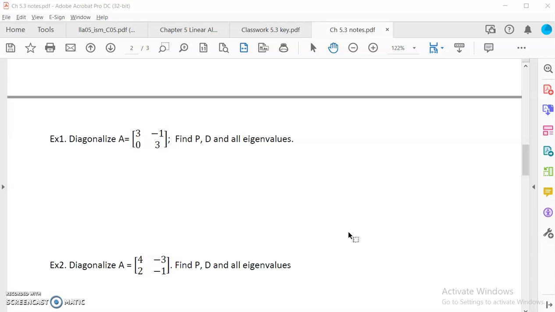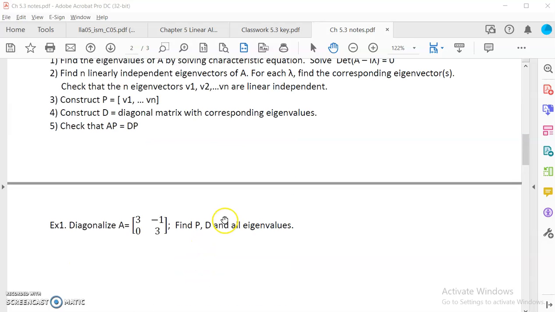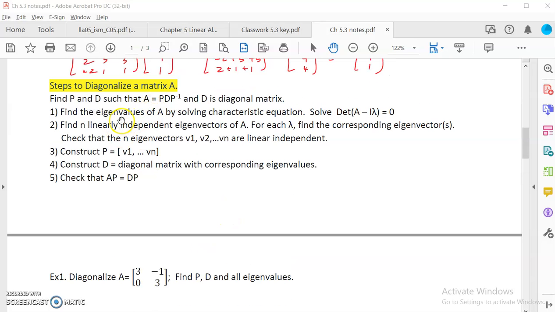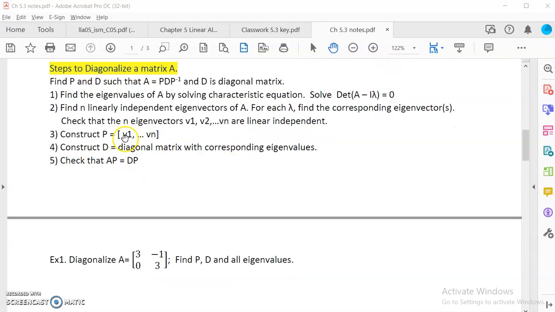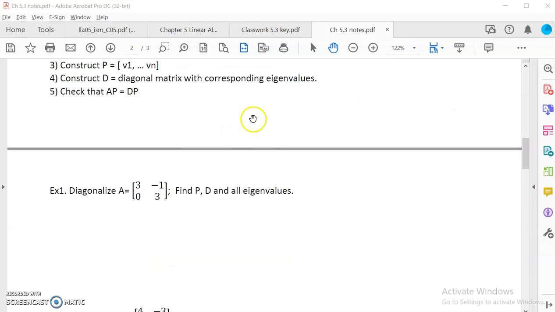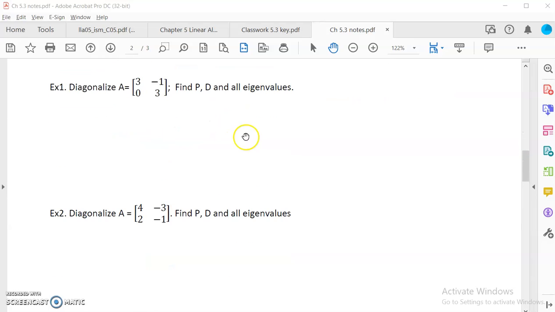I'm going to do three examples of diagonalizing a 2 by 2 matrix, and also a 3 by 3 matrix. These are the steps that we covered last time. We find all the eigenvalues, and if possible, n linearly independent eigenvectors for each lambda. Then create P from those eigenvectors, and D from the corresponding eigenvalues, and do checking. First, the 2 by 2 one.